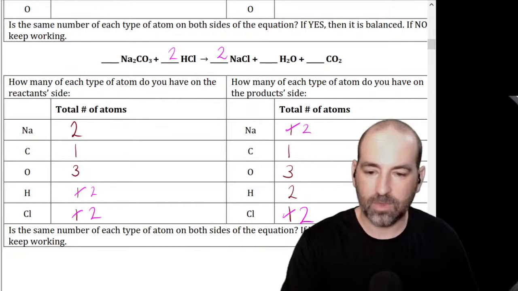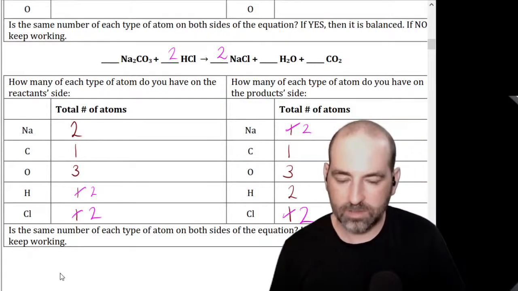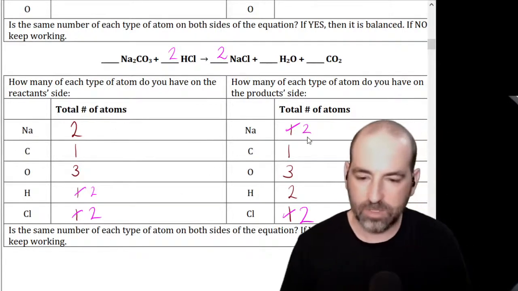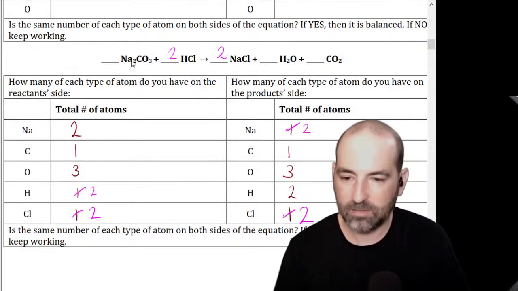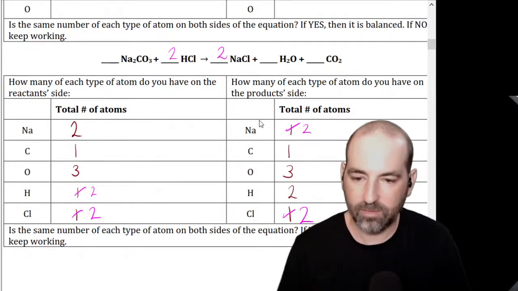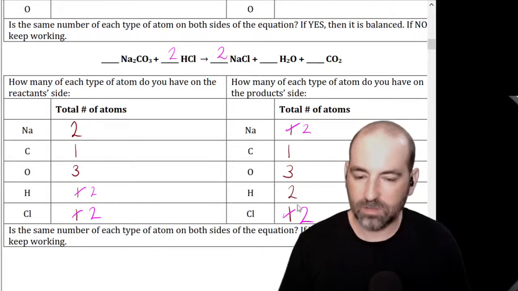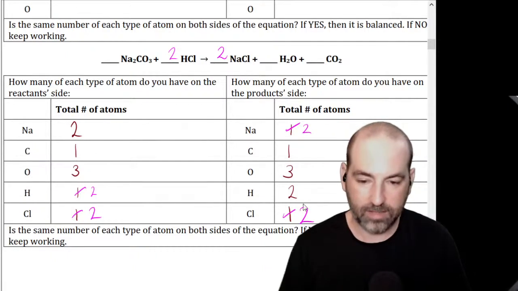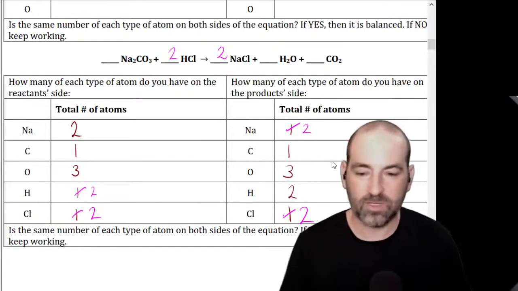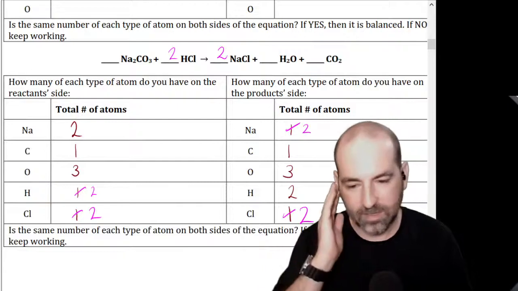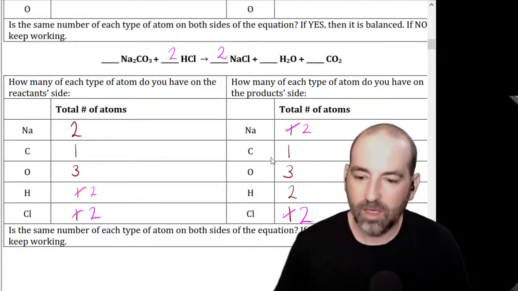So I added up the totals, and then I started with sodium, and I said, okay, there's 2 on the left and 1 on the right. So then I put a 2 here, so there could be 2 on the left and 2 on the right. That also changed my CL, which notice originally was already balanced. So don't be afraid to wreck your previous balancing when that happens. That's just how it goes.